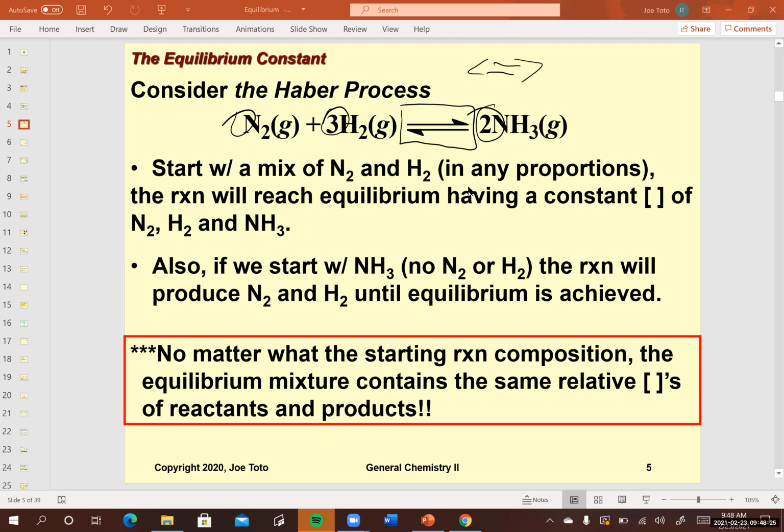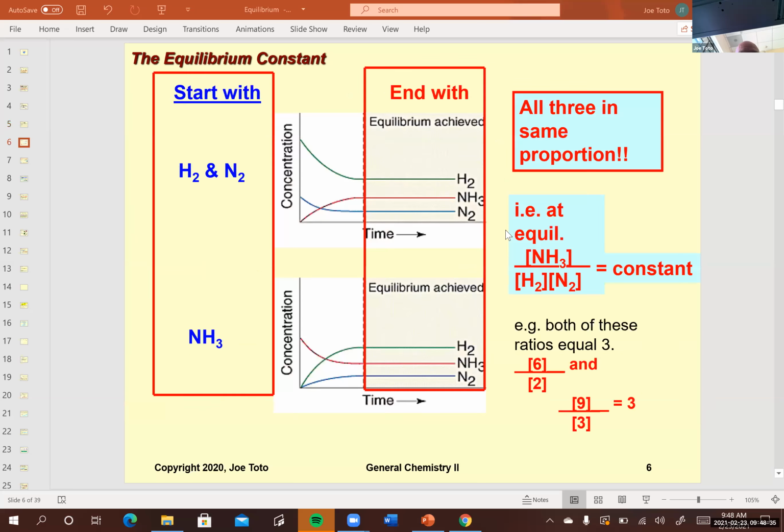Last time we talked about this Born-Haber process for making ammonia, and we wanted to think about this reaction in terms of equilibrium. So we plotted out some changes of concentration versus time for 2 extreme scenarios.